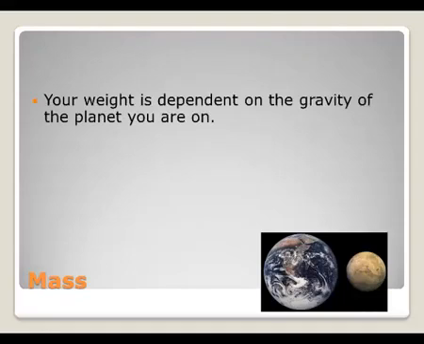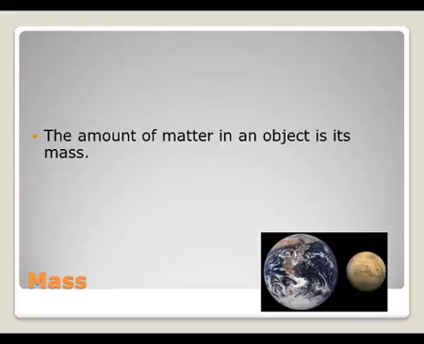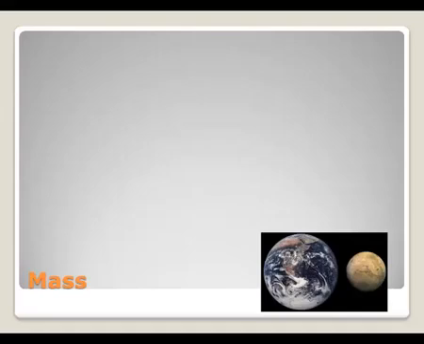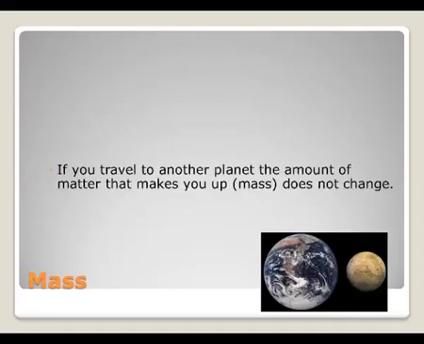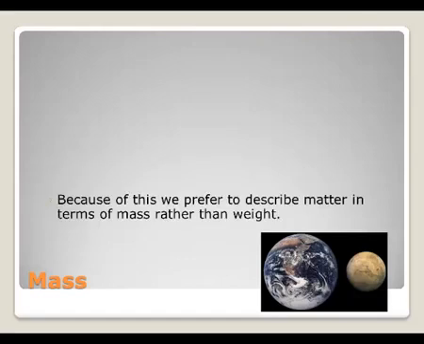It's because your weight is dependent on the gravity of the planet that you're on. And the amount of matter in an object is its mass. So if you travel to another planet, the amount of matter that makes you up, your mass, does not change. You still have the same amount of matter making you up.